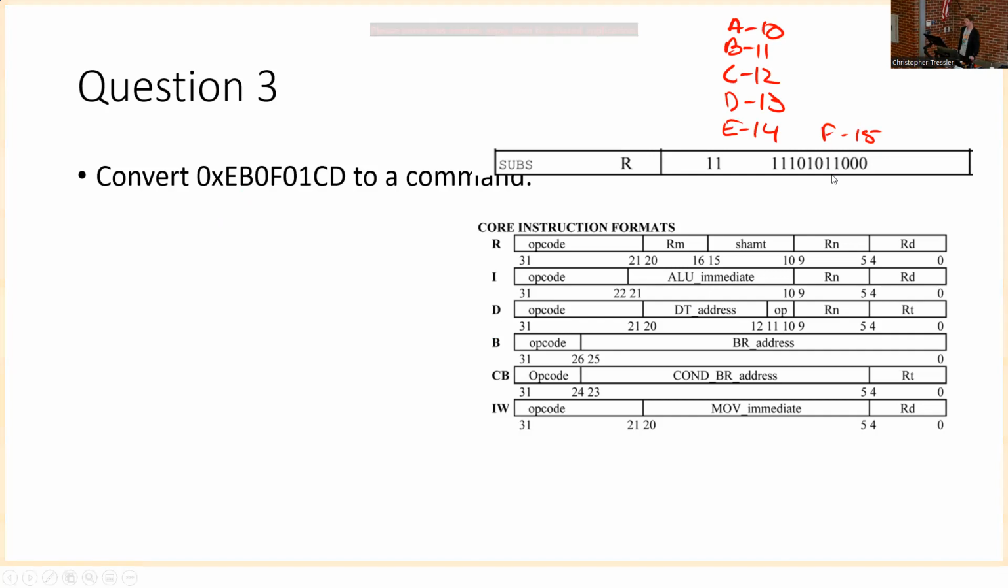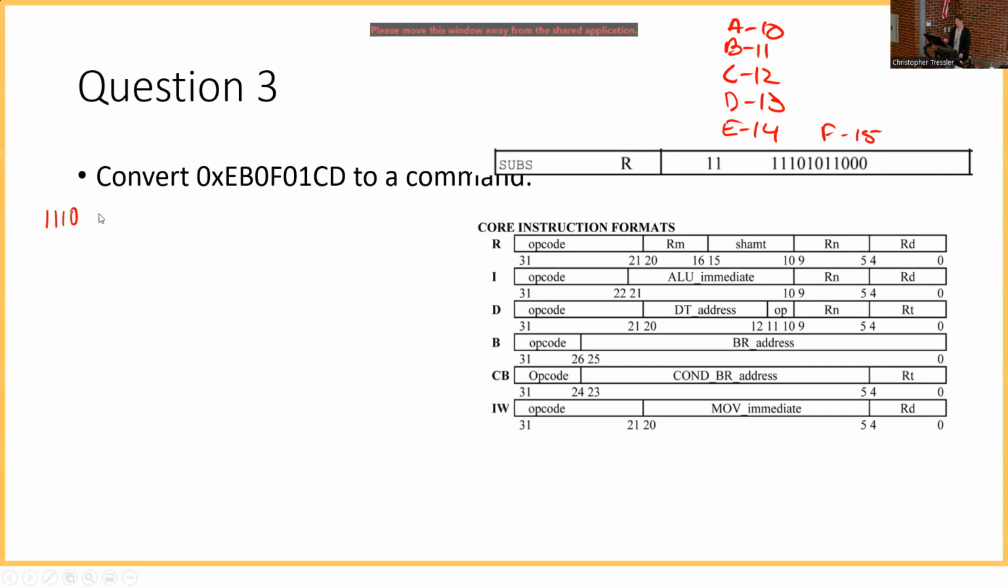So E is 14. So 14 is going to give us 1, 8, 1, 4, 1, 2, and 0, 1s, right? And then B is going to be, let's see, B is going to be 11. So 11 is going to give us 1, 8, and then we're going to have no 4s. And then we're going to have a 2 and a 1, right?